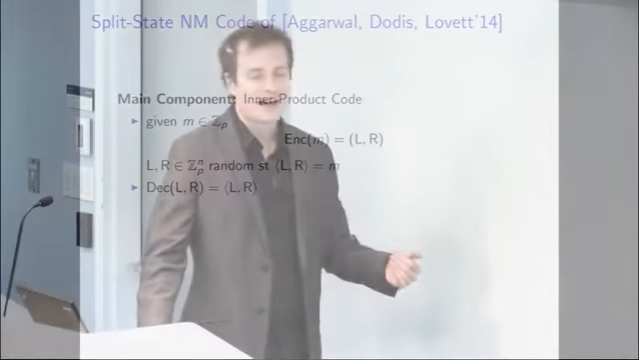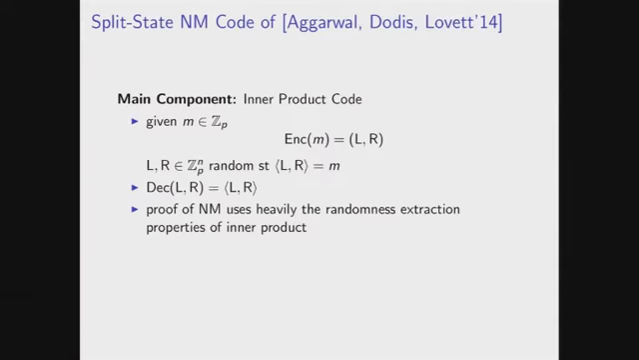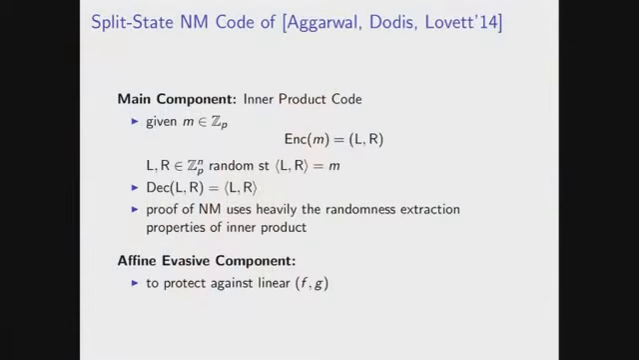Okay, so this is not non-malleable. I don't want to say that this is non-malleable. In particular, you can maul it pretty easily with some linear functions f and g. However, it has pretty strong non-malleable properties, and this is what they show. They show basically that if you want to maul this code with f and g that aren't linear, then you're just going to get something random, independent of your message, essentially. So basically the inner product code reduces to the case when f and g are linear functions, and the second component is this affine evasive component, which protects against linear f and g. I'm not going to talk about the second component.